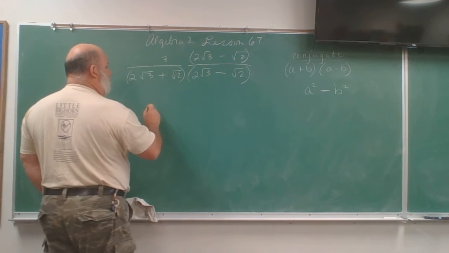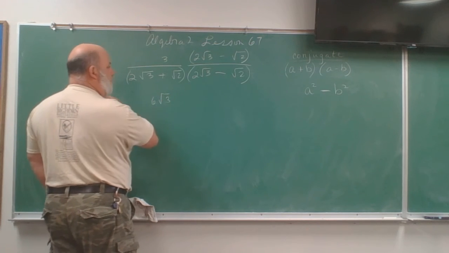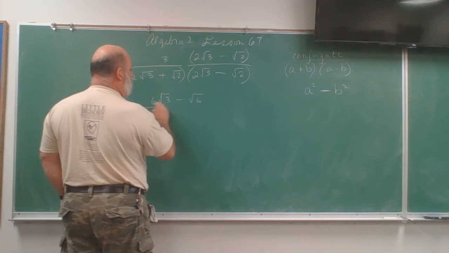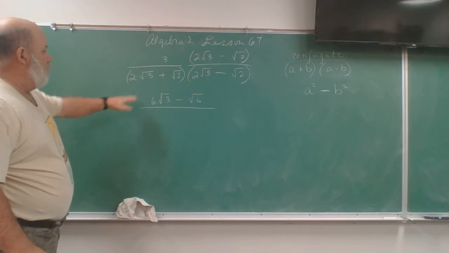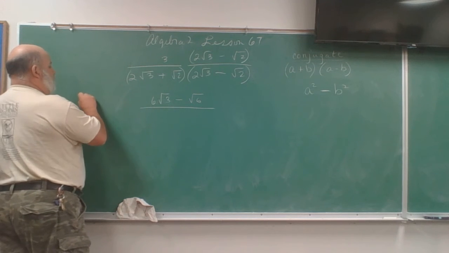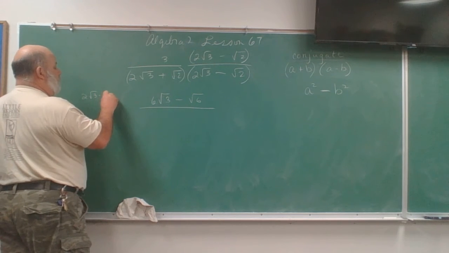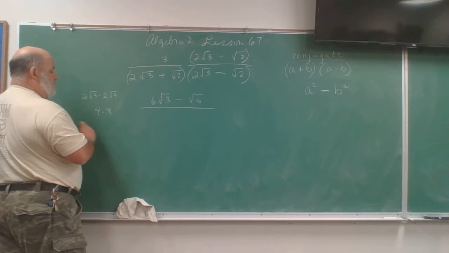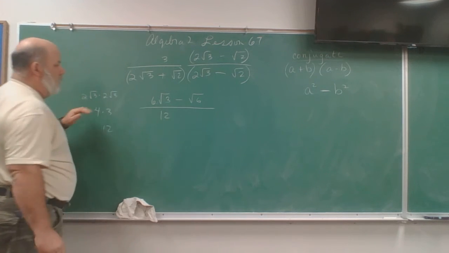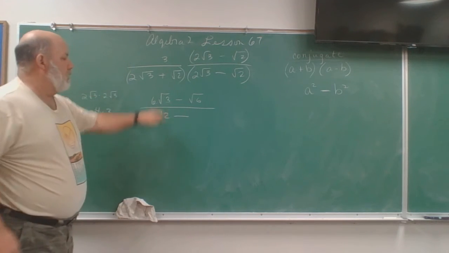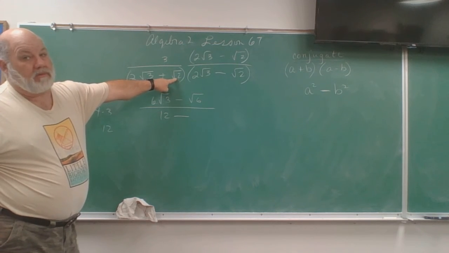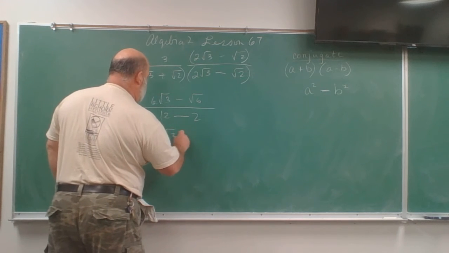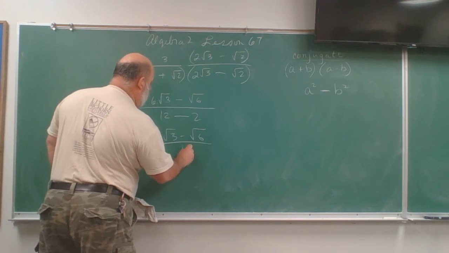Multiply this out. 3 times 2 square root of 3 gives me 6 square root 3. Square root of 3 times square root of 2 gives me square root of 6. In the denominator, it will be the first one squared. Now I'm going to show it over here. 2 square root 3 times 2 square root 3. Well, that's 2 times 2, which is 4. Square root of 3 times square root of 3, which is 3. I have 12 minus the second one squared. What's the square root of 2 times the square root of 2? It is 2. So I get 6 square root 3 minus the square root of 6 all over 10.